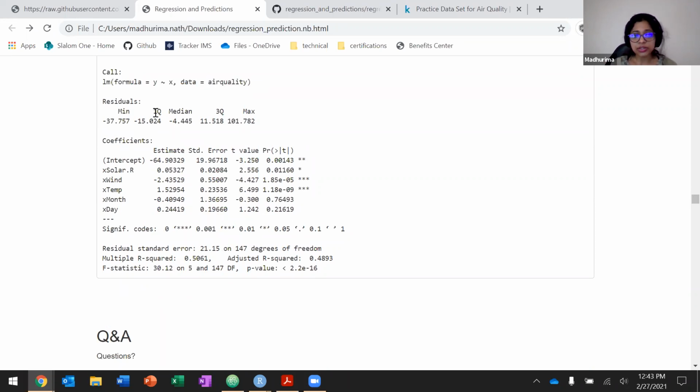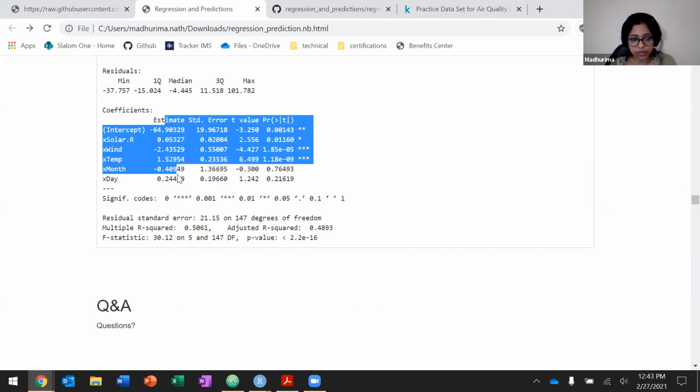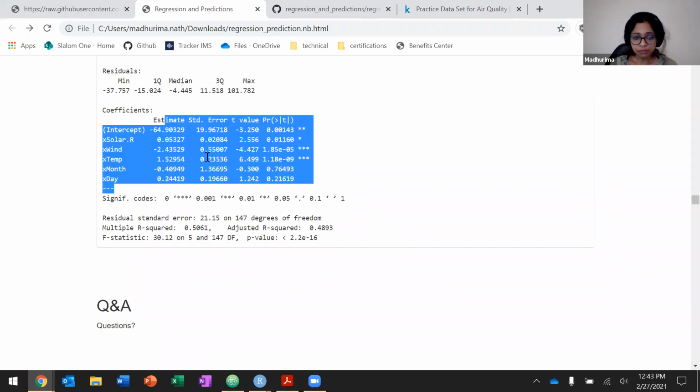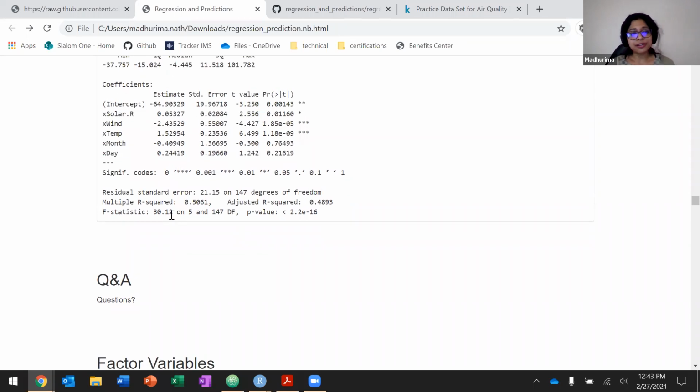The next section tells you the distribution of the residuals. And now I get all the estimated coefficients for the intercept, the solar radiation, wind, temperature, month, and day. And these are all the estimates that I have gotten, along with all the other things that I told: standard error, t-value, residual error, r squared, and so on and so forth.